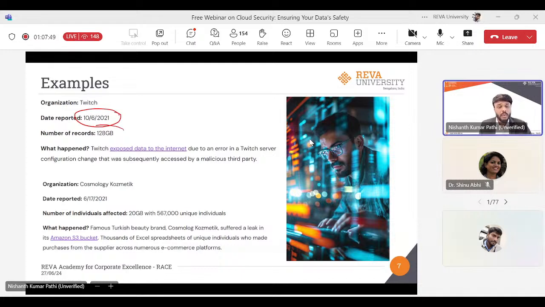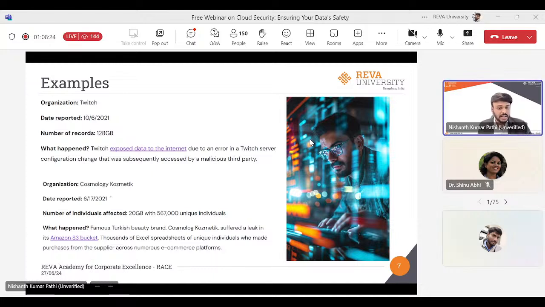Around 128 GB of records got exposed from a company called Twitch. Twitch is a company which helps you stream your games. If you want to do any kind of streaming apart from YouTube, you can do it on Twitch. Because of a configuration change that happened, these 128 GB of records have been disclosed.